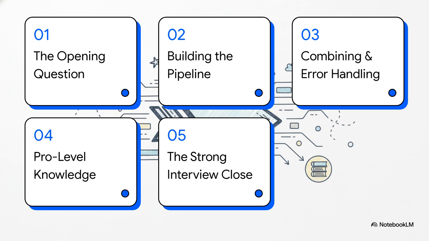So here's our roadmap. We're going to start by absolutely nailing that opening question. Then we'll dive into the fun part, building async pipelines. After that, we'll tackle combining different tasks and dealing with errors when things go wrong. Then we'll shift into some pro-level knowledge that'll make you look like a senior dev. And finally, we'll wrap it all up with a powerful closing statement.